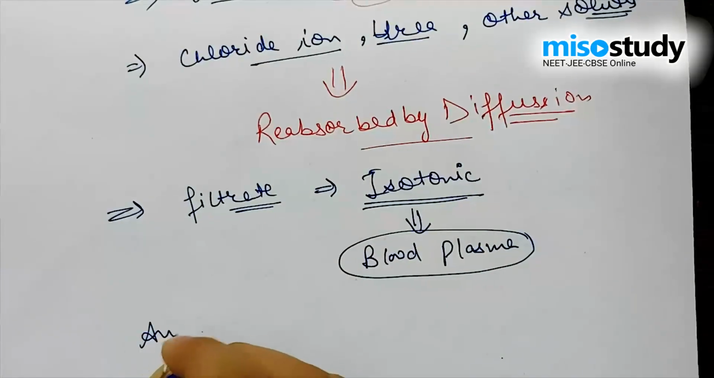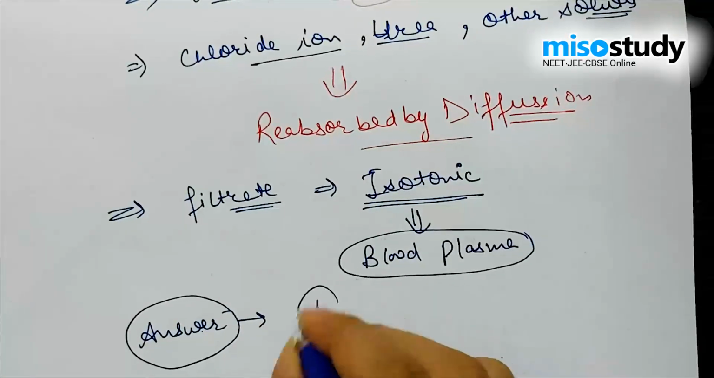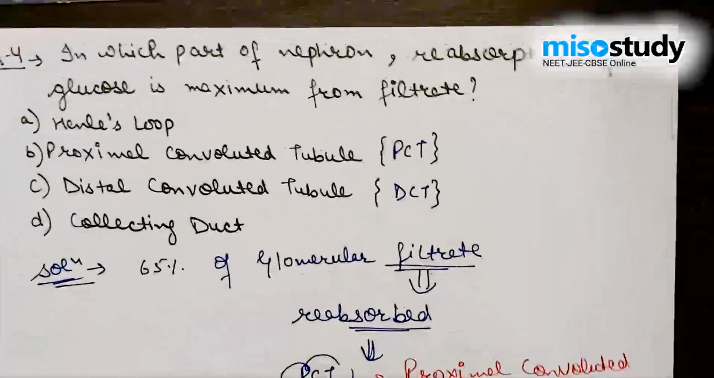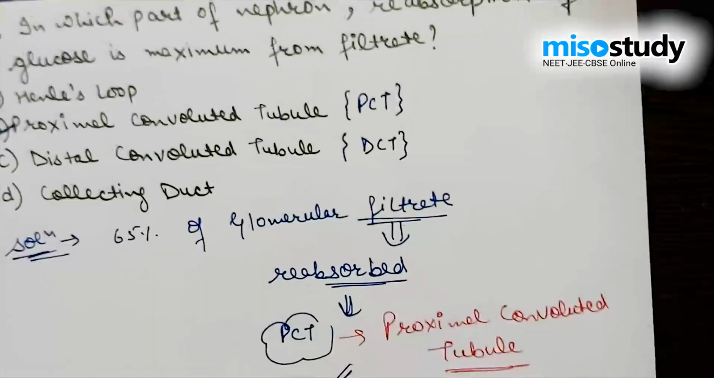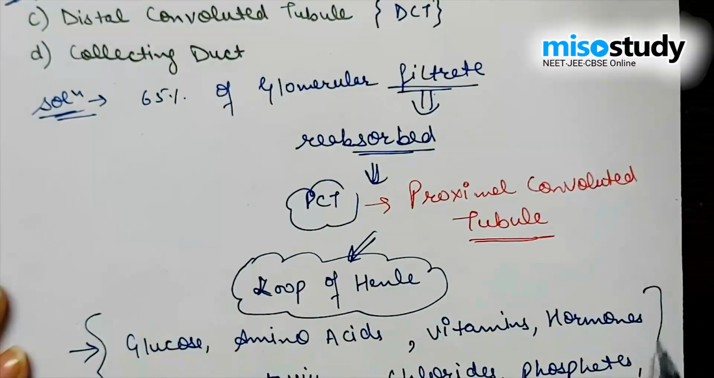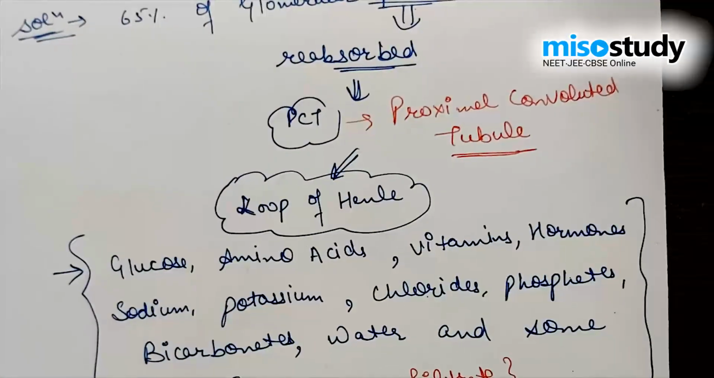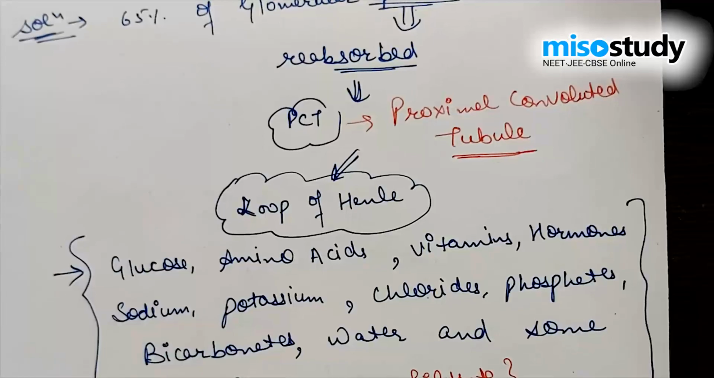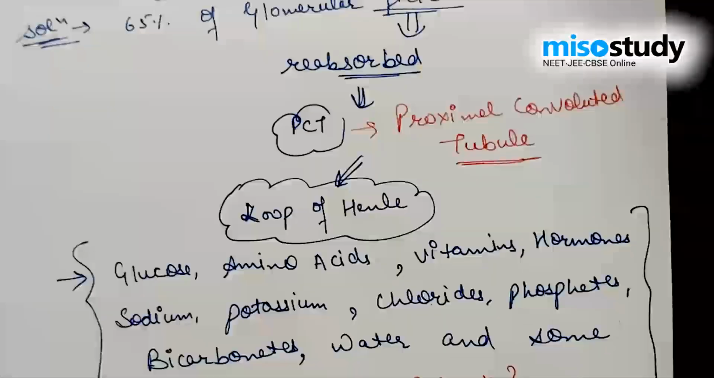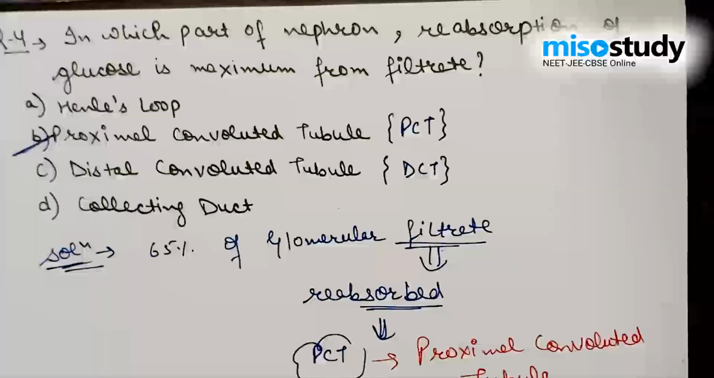So till now the discussion concludes that the right answer for the question is option B. Let's mark the right one in the options, that is the proximal convoluted tubule, the PCT, and we concluded which solutes are reabsorbed and by which transport system. For example, it involves simple transport, primary active transport, secondary active transport, osmosis and diffusion. So the right answer is the PCT, the proximal convoluted tubule.